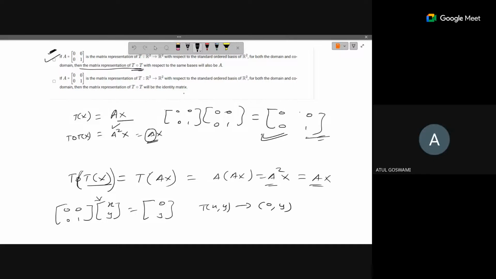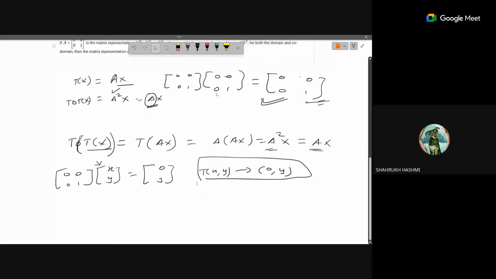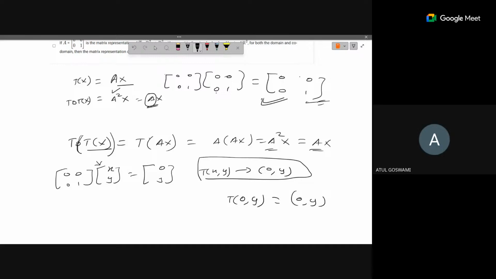So the linear transformation is T of x comma y equals 0 comma y. This will also work for T of T, because if we apply T again on 0 comma y, we will again get 0 comma y. Okay, fine.